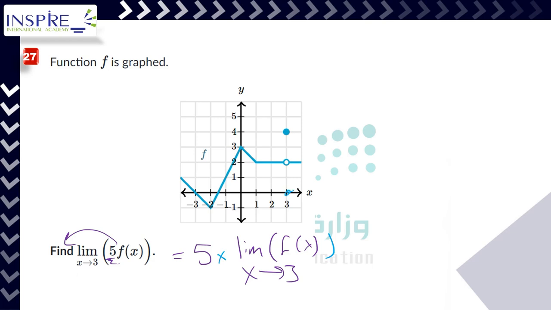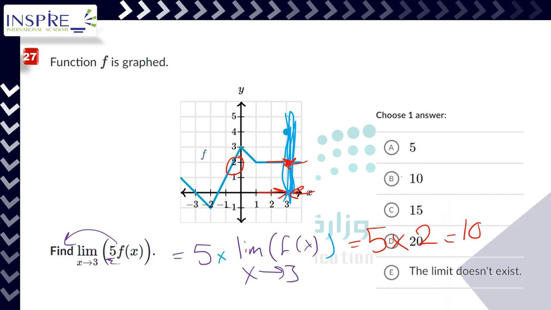Okay, here is 3, draw your line. Here is our line. And then we will trace the function from both sides, from the right side and from the left side. Both sides are getting to 2. So the answer will be 5 times the limit, which is 2. So 5 times 2 is equal to 10. The answer is 10. Okay, next.